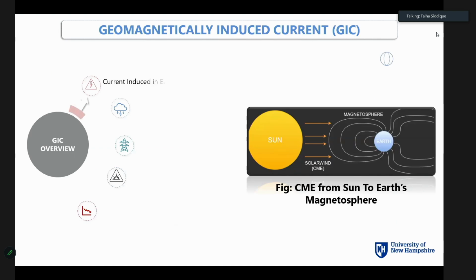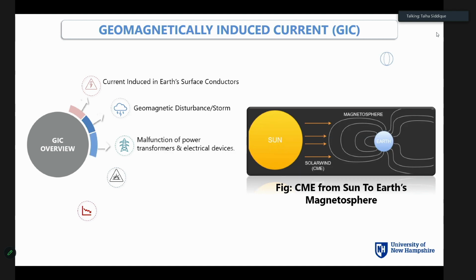So geomagnetically induced currents are currents induced in the Earth's surface conductors, and they are caused by geomagnetic disturbances or storms, which are disturbances in the Earth's magnetosphere caused by its interaction with CMEs or charged particles from the sun. It causes widespread malfunction of power transformers and electrical devices, and the most famous example that most of you might know is the geomagnetic storm of 1989 in Quebec, which caused a blackout for about 9 hours.